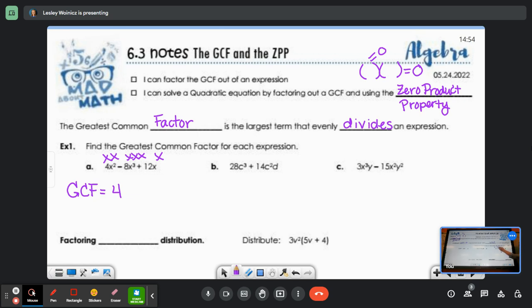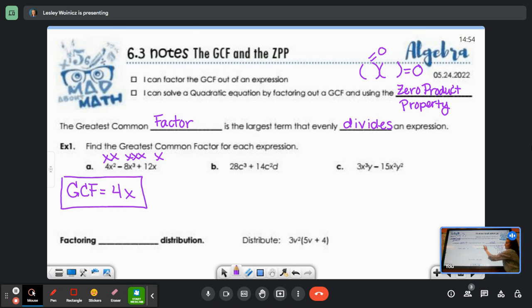Can I take away 3 from this one? I can only take away 1, because this one only has 1 for me to take. So whatever the smallest power is for the variable, that's how many I can take. Does that make sense? Okay. That's it. We're done.